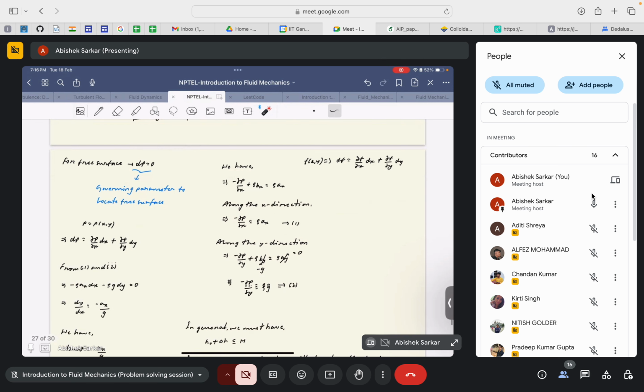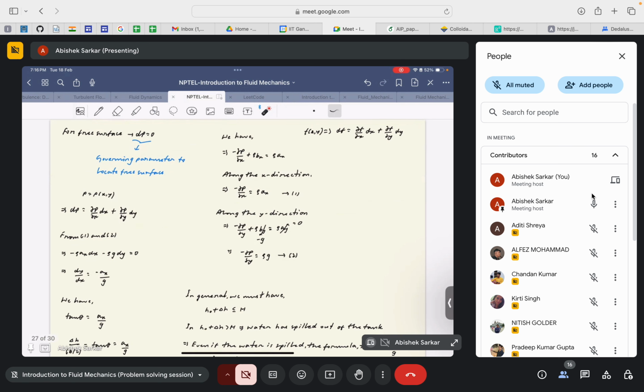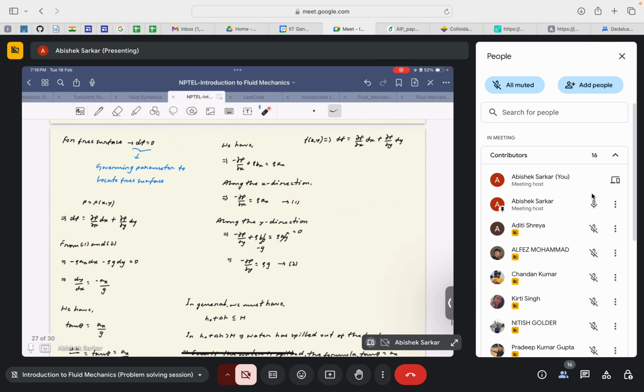Okay, so we have dp, the complete derivative of p, as dou p by dou x dx plus dou p by dou y into dy. Then if we consider the equations of fluid statics, along the x direction we'll have dou p by dou x is equal to rho ax, because there is no body force along the x direction.